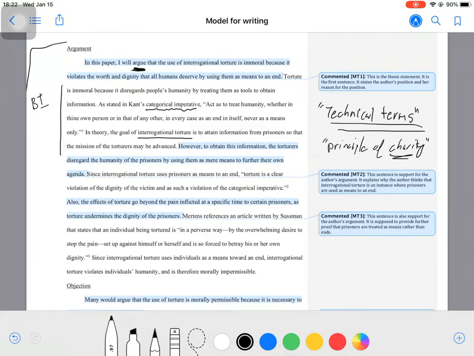Let's continue. "However, to obtain this information, the torturers disregard the humanity of the prisoners by using them as mere means to further their own agenda." What this is doing is this is a sentence that stands in support of the author's argument. That is, it explains why the author thinks that interrogational torture is an instance where prisoners are used as means to an end. For your paper, this would be the sense where you tell us one of the reasons that Savulescu gives that he believes leads to his conclusion, that leads to his argument being true. So let's call this a reason. Let's call this reason 1.